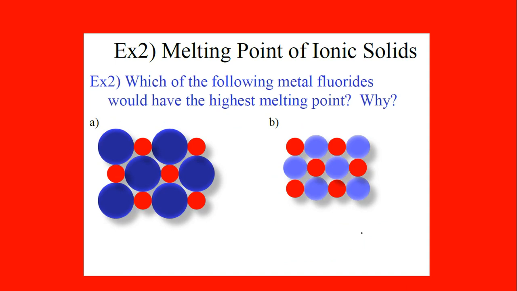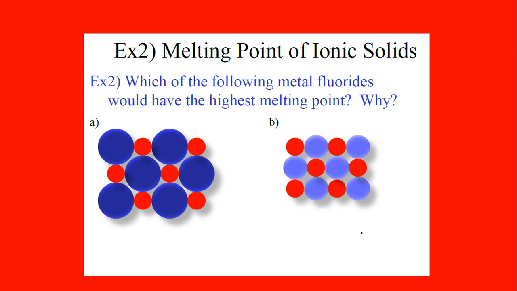Second, if we look at pictures, sometimes we look at these particulate diagrams and we say, which of the following metal fluorides? So we realize fluoride is common in both of them, so it must be the red, indicating fluorine. And again, if we look at the ionic radius, we would realize that fluorine is smaller as an ionic radius than the cation that it's with.